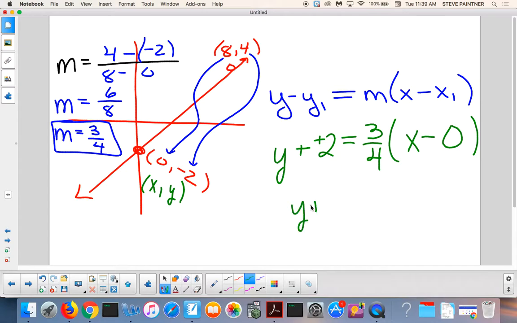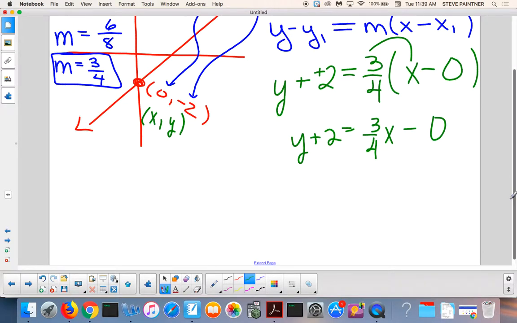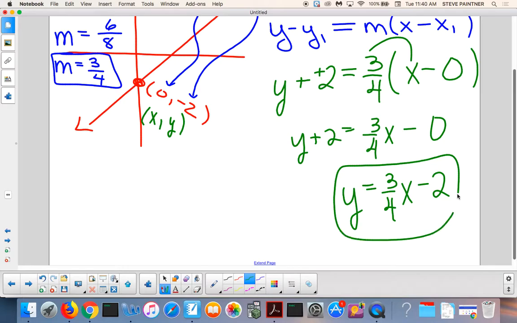y plus 2 equals 3/4 times x minus 0, boom. And if you move the 2 over, it just becomes y equals 3/4 x minus 2. And you have 10 problems to do right here.